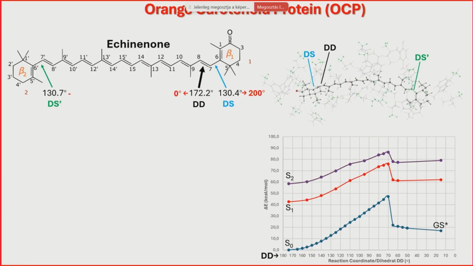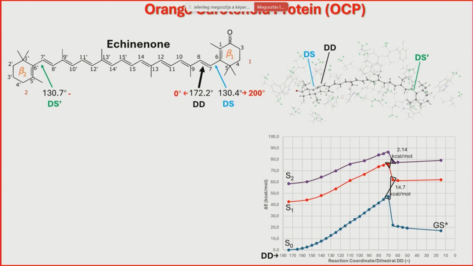You can see there is a rotational barrier here at about 70 degrees, and the product here at about 16 degrees, the non-equilibrated ground state. You can project those values also to the excited states, so we can see the S1 and S2 states here. The values of the other two dihedrals: the DS prime is more or less stable, as we can see, and the DS goes up to more than 200 degrees.